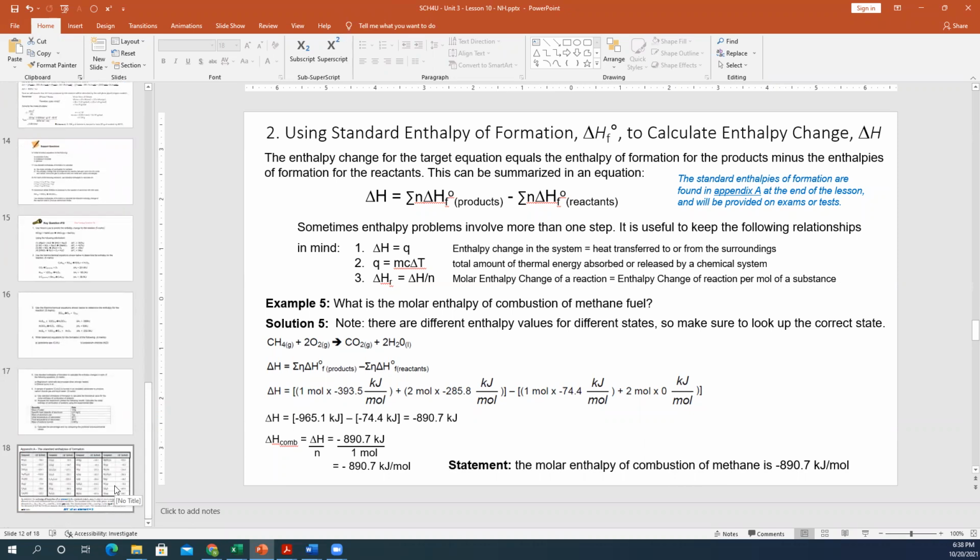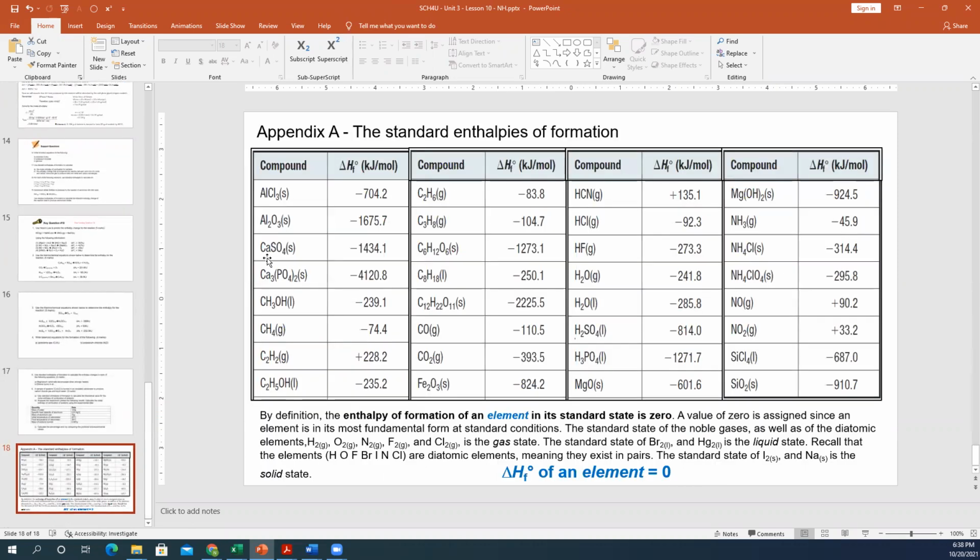Okay, so here's what a table that you might be given could look like. It has all different compounds here, and you have to pay attention to their state, whether they're liquid or gas or solid. For example, over here, you have water vapor, so H2O gas, and you have H2O liquid. You have to make sure you use the correct value.